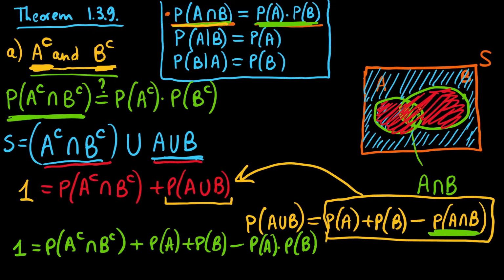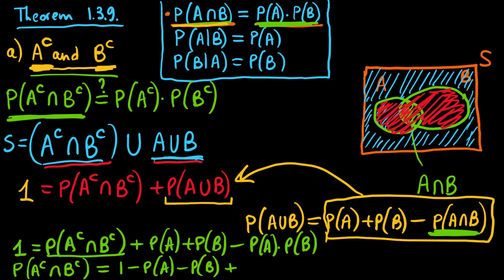Now we can isolate the term of interest to one side, so we get that the probability of the complement of A intersection the complement of B is equal to 1 minus the probability of A minus the probability of B plus the product of the probability of A and the probability of B.